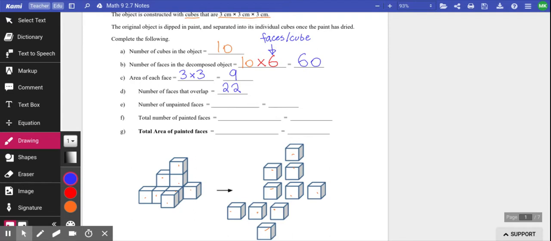22, that's not what I'm supposed to say, number of unpainted faces. That should say, that's a typo. Painted. Should say area of unpainted faces.